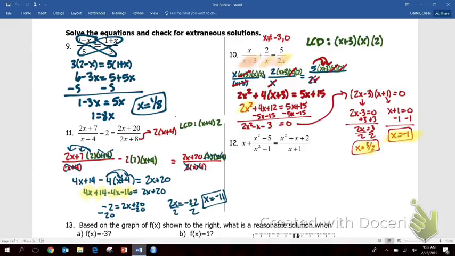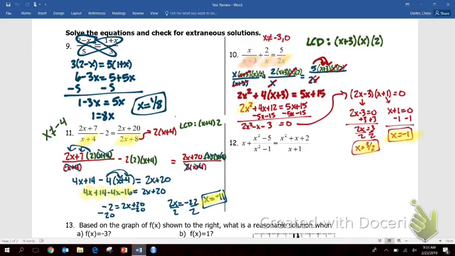And then we have to take one more extra step and look at my domain. So x can't be negative 4 in this equation because negative 4 makes me divide by 0 here and here. I didn't get negative 4 as an answer, so negative 11 is fine. So remember, if you have a restricted domain and your solution falls in that restricted domain, that's what we call extraneous.